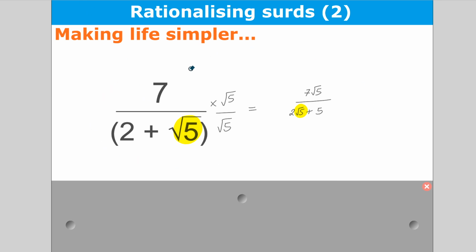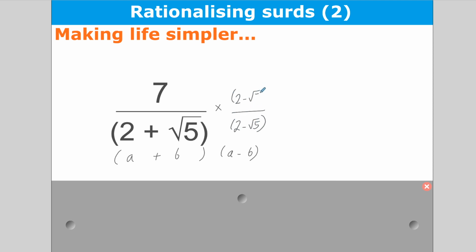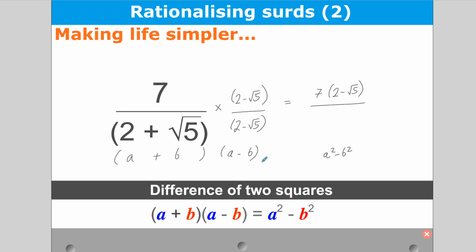Now, we covered this in lesson 2. What we're going to actually multiply the top and bottom by, we have the bottom in the form a plus b, right? a is 2 and b is equal to root 5. If we multiply the top and bottom by a subtract b, or 2 subtract root 5, on the top we would get 7 times (2 subtract root 5), but on the bottom, a plus b multiplied by a subtract b is always a squared take away b squared. It's called the difference of two squares. We talked about this in lesson 2. And on the bottom, therefore, this gives us 2 squared take away root 5 squared.